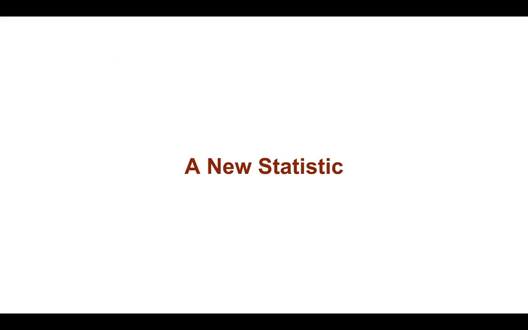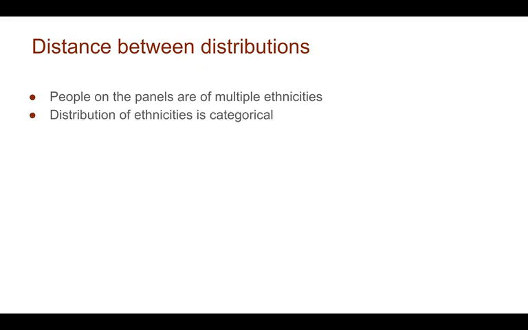We had this idea of a distance measurement before, when we started talking about the pea plants, but because now we have multiple categories, we may want to tweak that idea a little bit. And so, I want to introduce this concept of a distance between distributions. We're going to look at the people on the panels. They have multiple groups that they belong to.